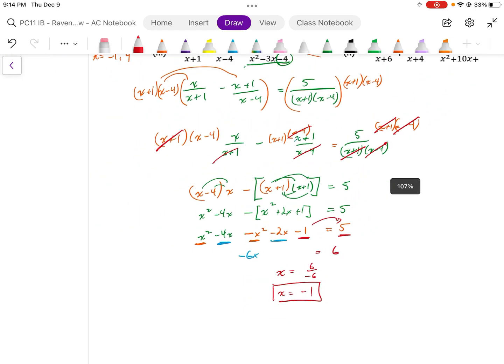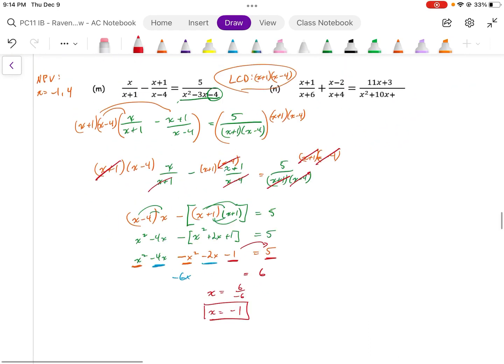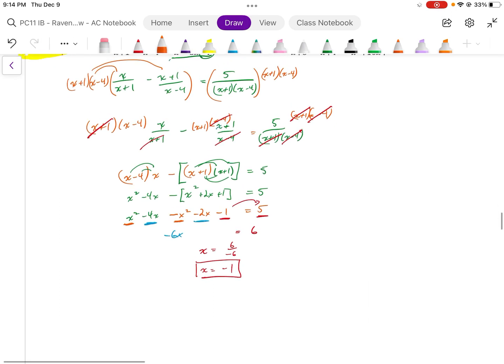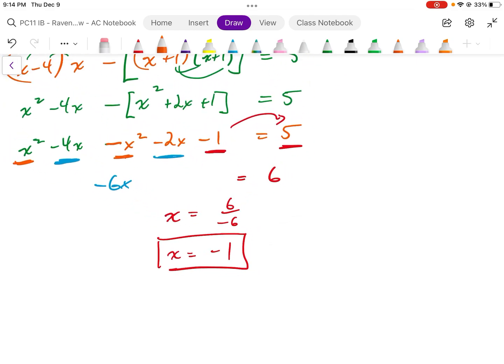Oh, wait a second. I should be careful of this because my non-permissible values say x cannot be equal to -1, yet my solution is x equals -1. So this solution is not allowed. So I can conclude, therefore, there are no solutions. The only solution we had made our denominator equal to 0, which can't happen. It's a non-permissible value.